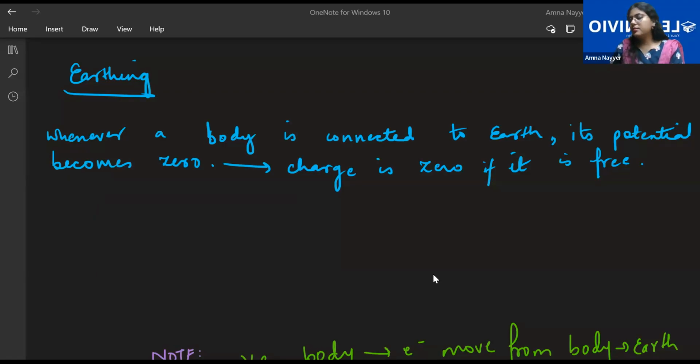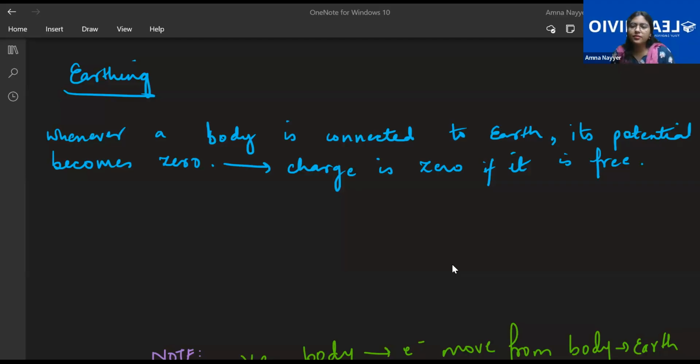See, earthing means, like the human body is a conductor. If you have an excess of electrons in your body, what happens? You are standing on the earth. The electrons drain out to the surface of the earth. This process is called earthing.